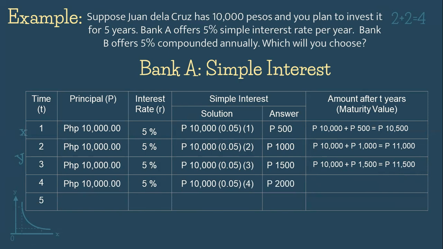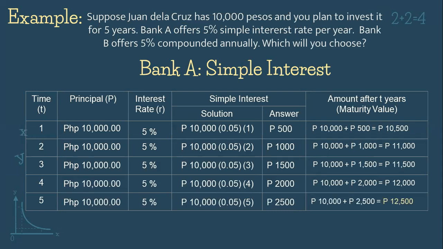So ibig sabihin po, kapag naka-4 years na po si Juan de la Cruz, ang amount niya po, yung dating 10,000 naging 12,000 pesos. Ngayon po, for the 5th year, mag-earn po uli siya ng another 500, which will give us a total of 12,500. So as you can see, si dating 10,000 pesos kumita ng 2,500, kaya nagkaroon tayo ng total amount or the maturity value or also known as the future value of 12,500.